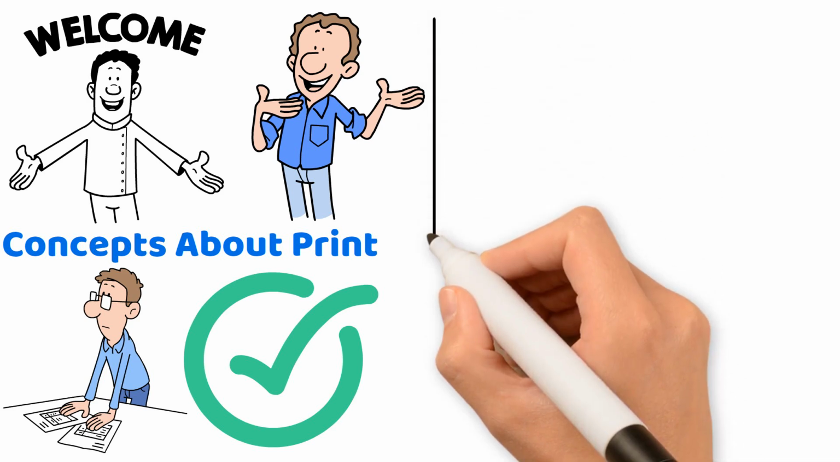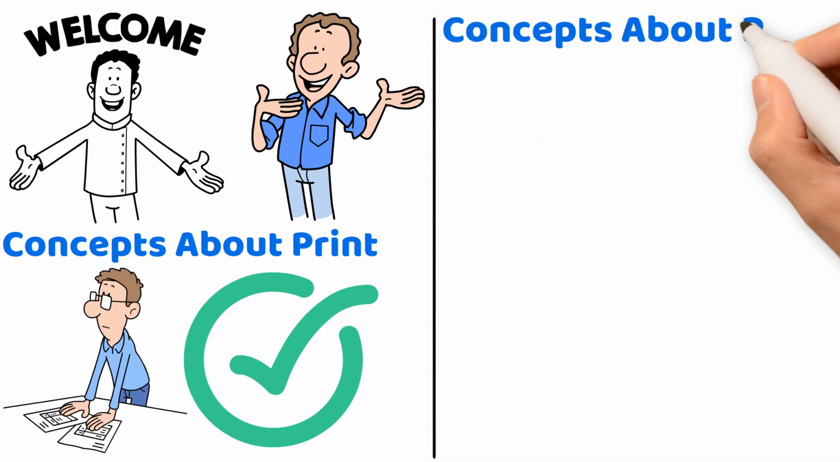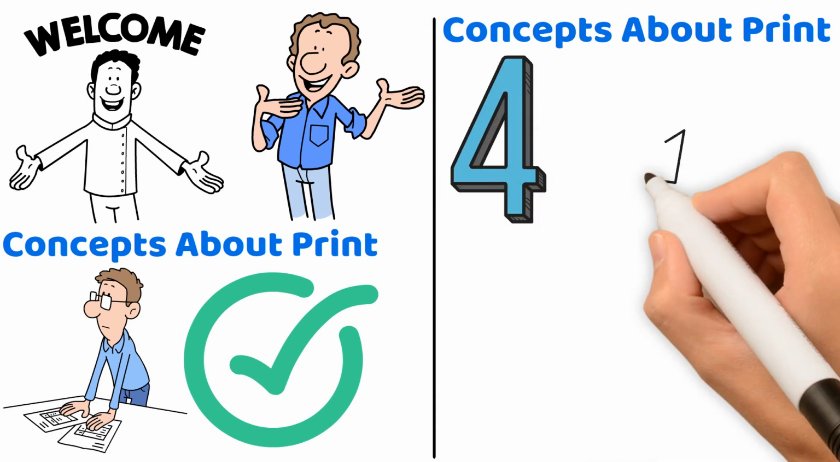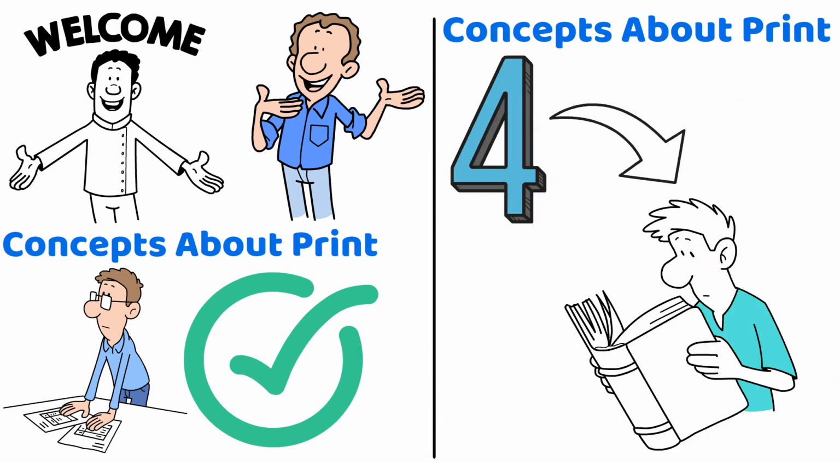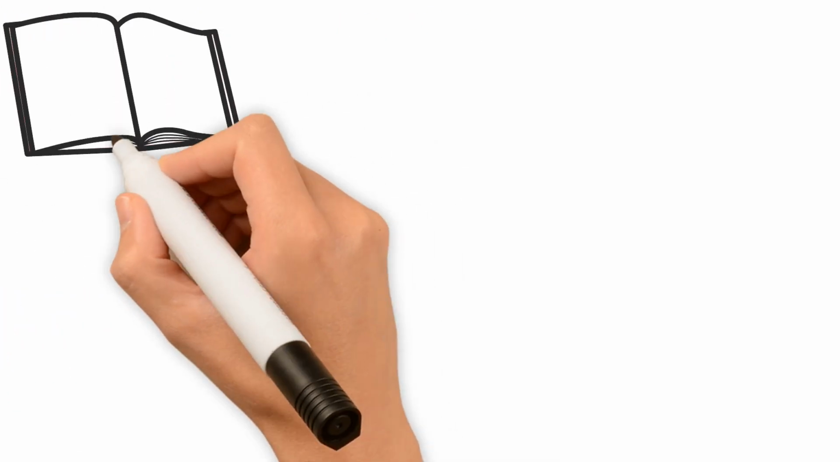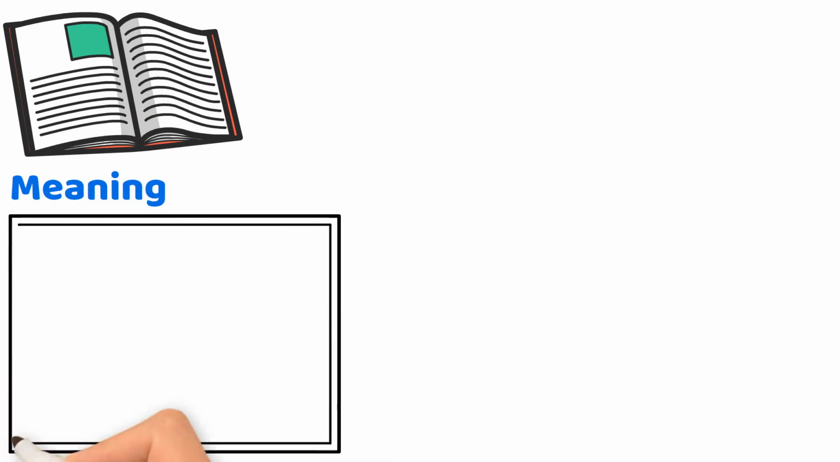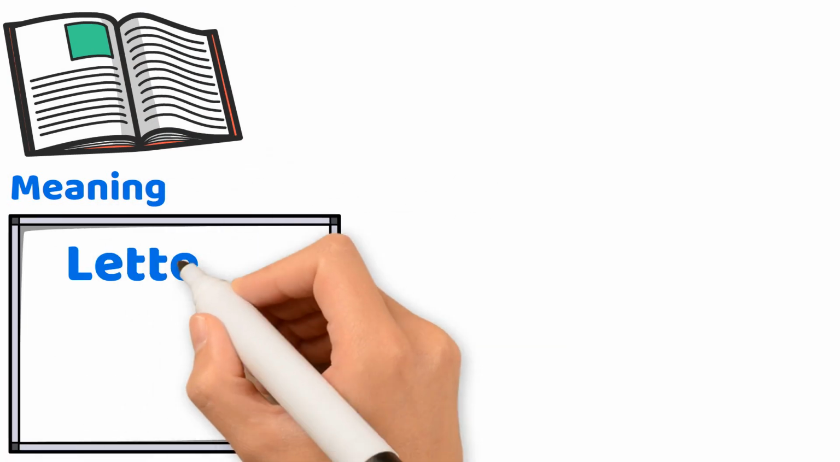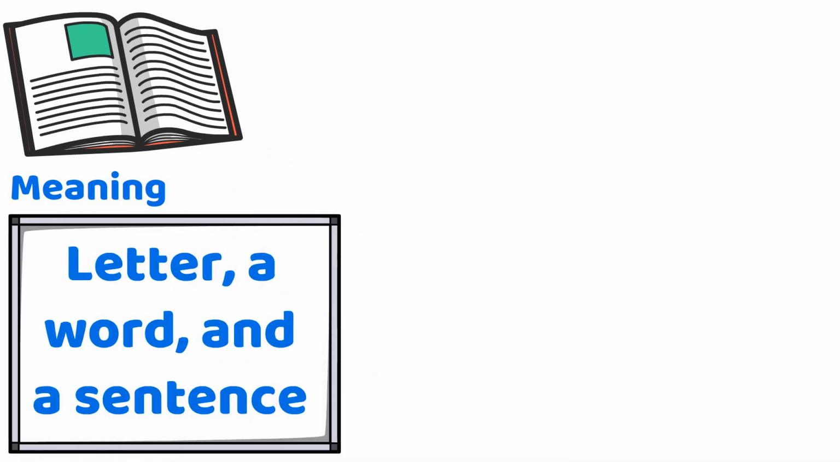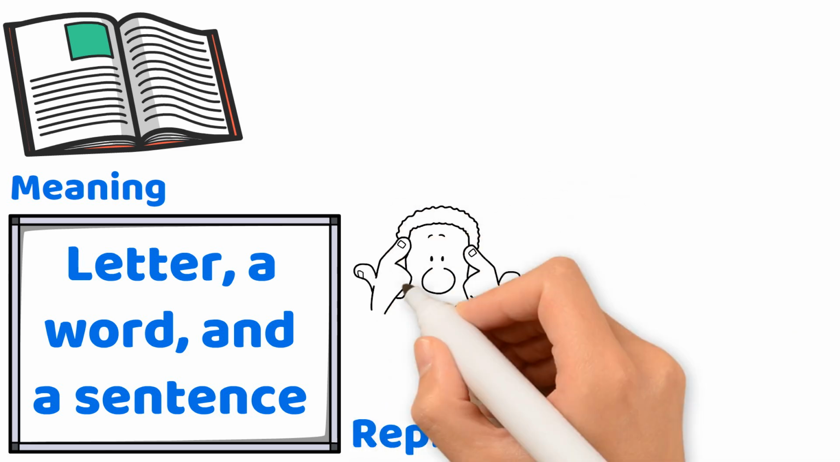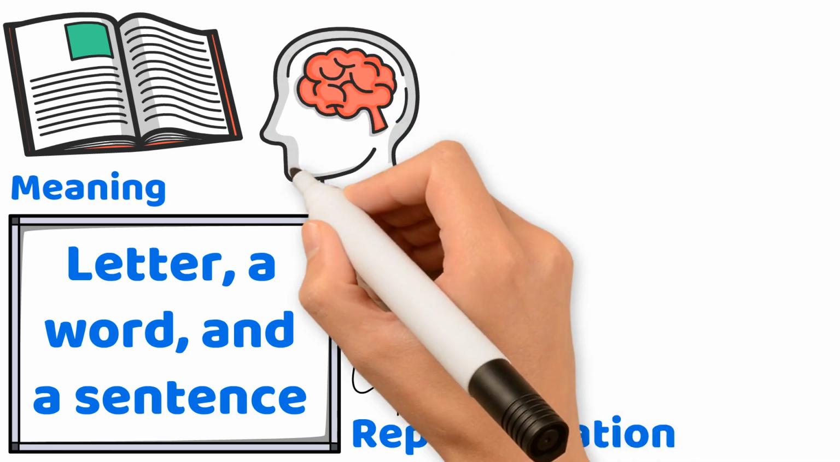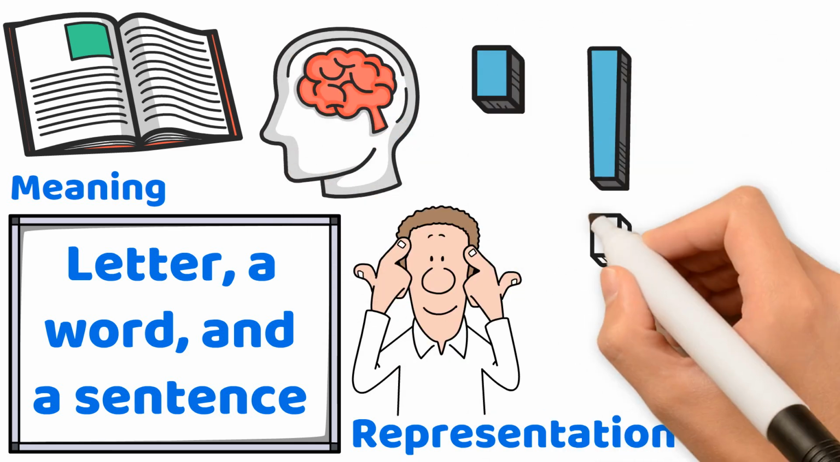Your exam will require you to know that concepts about print has 4 foundational elements that form the backbone of reading education, which include the understanding that, first, the words on a page are not just marks, they convey meaning. Second, there is a difference between a letter, a word, and a sentence. This is called representation, and it includes identifying word boundaries and understanding punctuation marks like periods, exclamation points, and question marks.